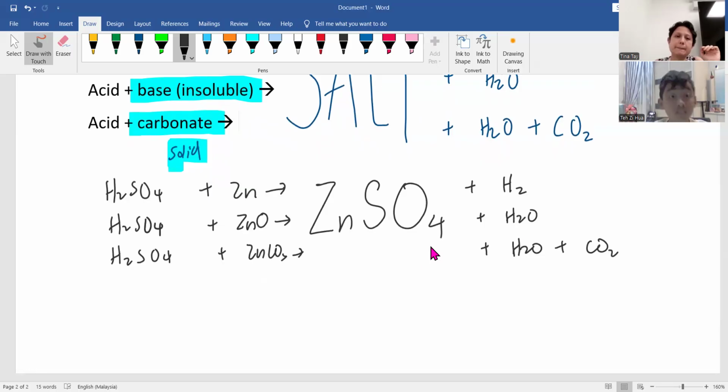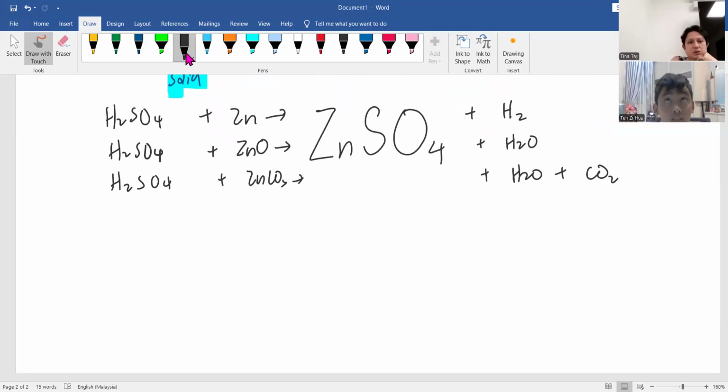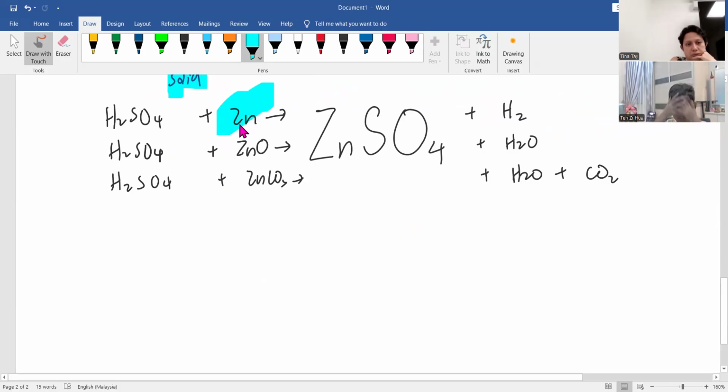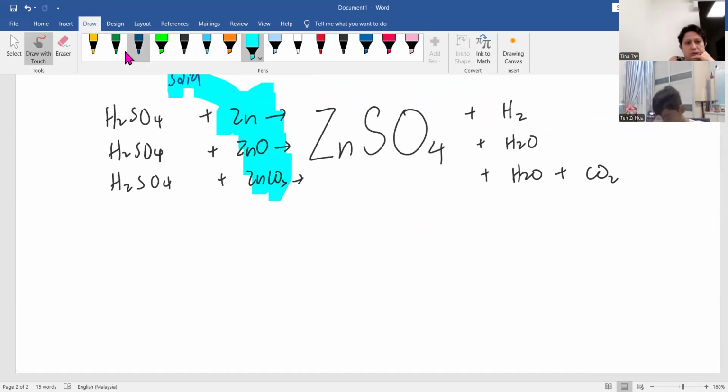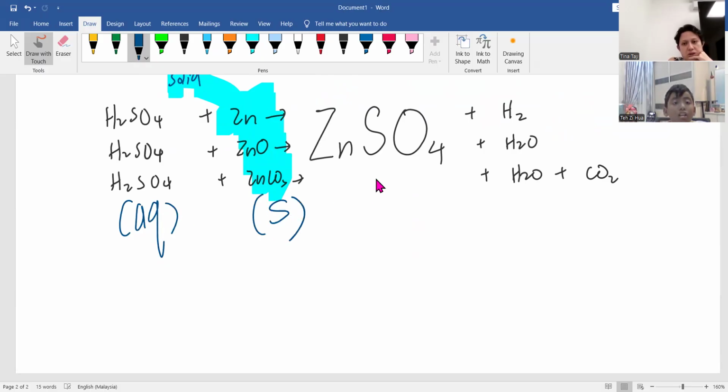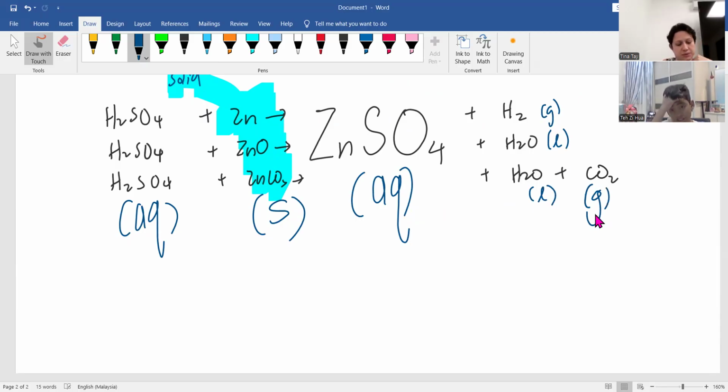Okay, got it? Okay, so all of this is solid. But all of this is aqueous. All of this is solid. All of this is aqueous. This one is gas. This one is liquid. This one is liquid. This one is gas. Okay? Get it?